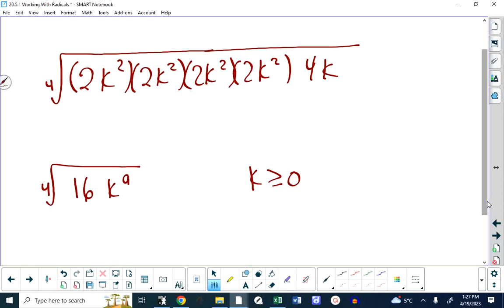State the values for the variable that produce real numbers is a way of saying what is the variable allowed to be. Wouldn't it be 64? Oh, did I miss my 4? Yeah, 2 times 2 times 2 times 2 times 4. Thank you. 64. Got to pay more attention here. Okay.